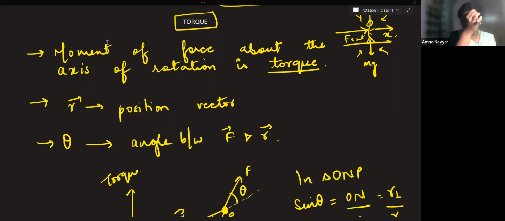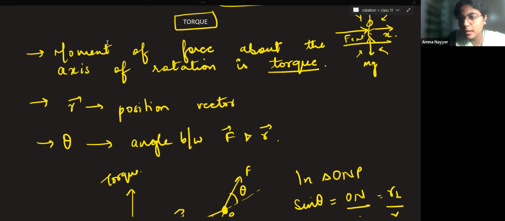So, good evening. In the last class, we had stopped at torque. Let us quickly revise this topic. Moment of force is basically torque. That is the rotational analog of force. Whatever work the force does, whatever functions force has to perform during translational motion, that same amount of work, that same task, is performed by torque in case of rotational motion.